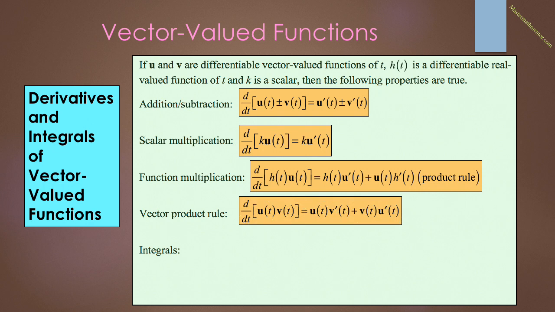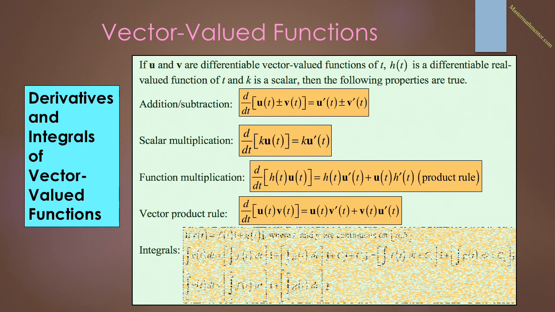The one we see a lot is the vector product rule. The derivative with respect to t of u of t dot v of t is, by the product rule, u of t dot v prime of t plus v of t dot u prime of t. However, since u of t dot v of t is a vector times a vector, which is a scalar, it sometimes is easier to do the dot product first and then take the derivative of your answer. We will show that in our examples.